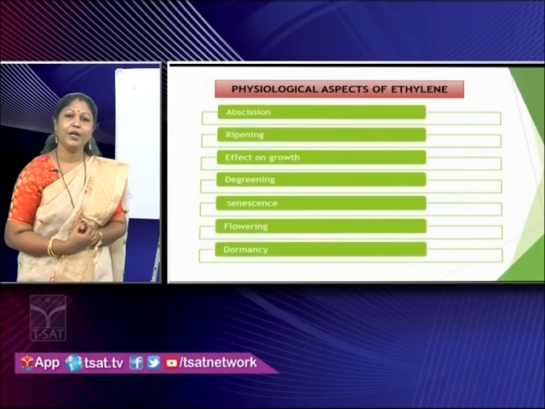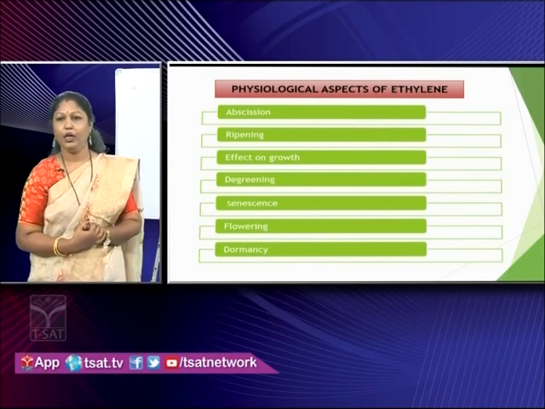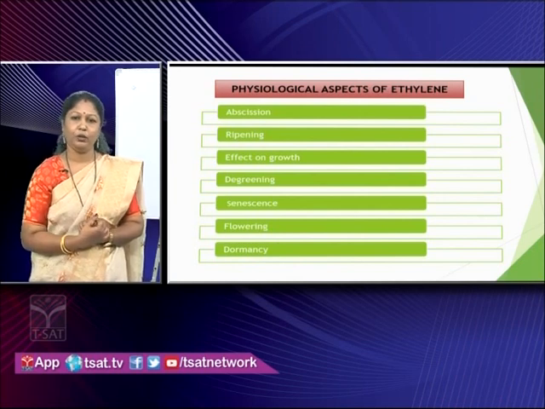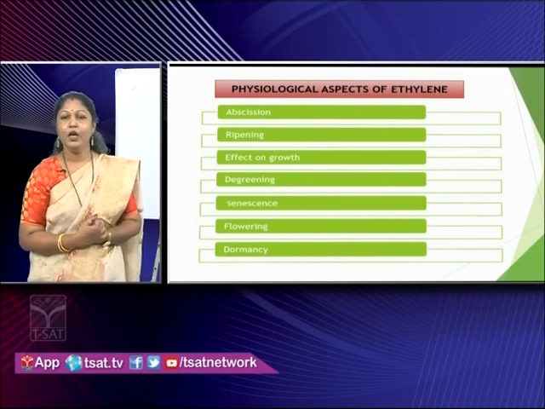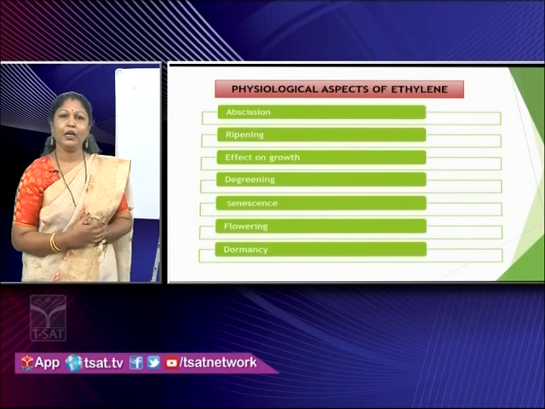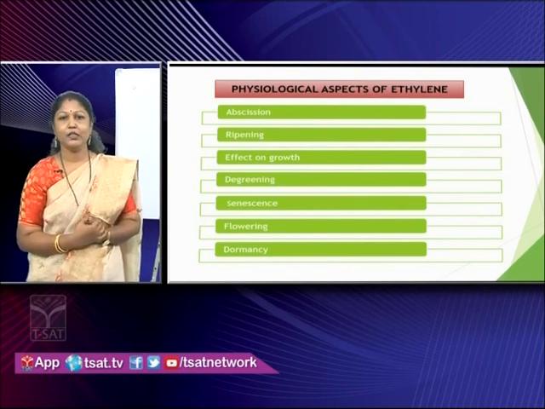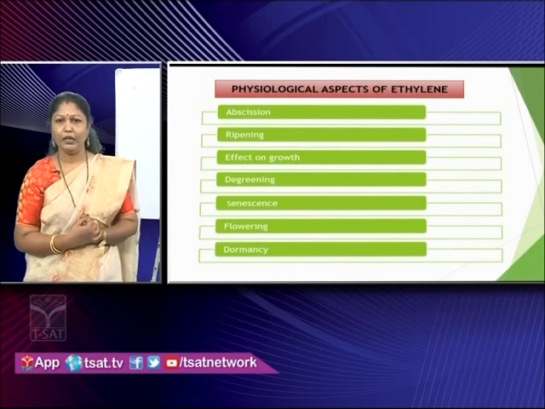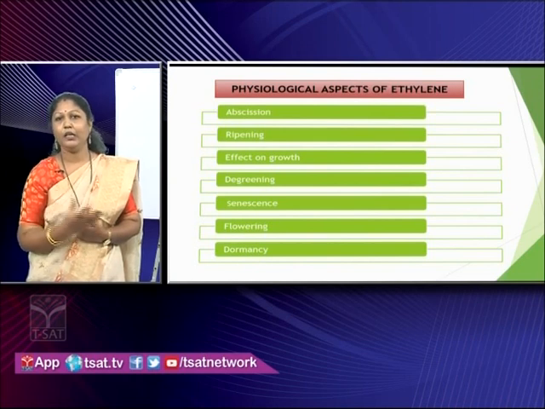Now, let us try to understand the physiological aspects of ethylene. Since it is an inhibitor, once again, just like ABA, you find some common aspects among them. Abscission, ripening, effect on growth, degreening, senescence, flowering and dormancy are a few physiological effects of ethylene. Abscission we have already discussed, and ripening is interrelated, as I told you. This ethylene gas, when it is produced in higher quantities, leads to ripening of the fruit parts.